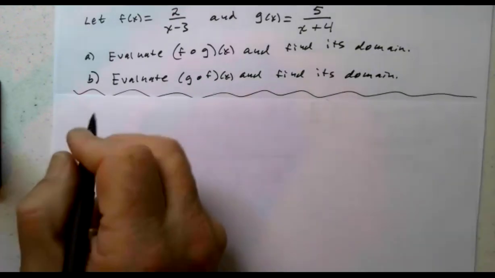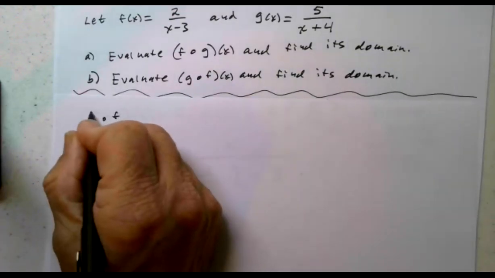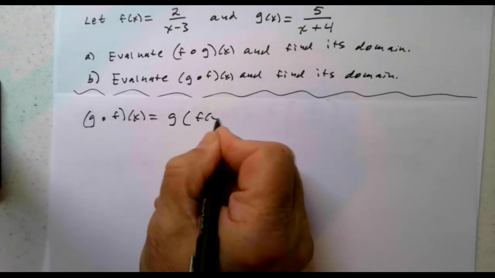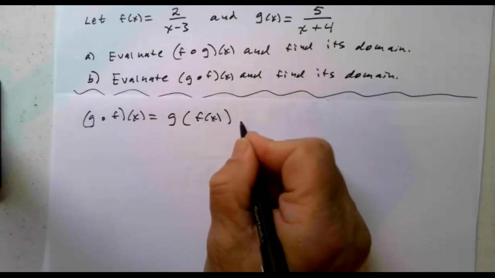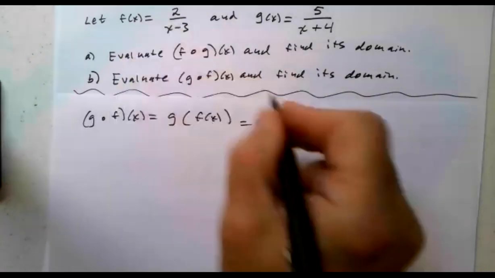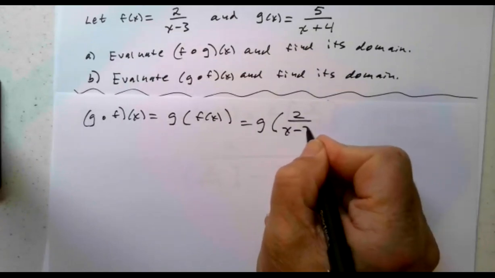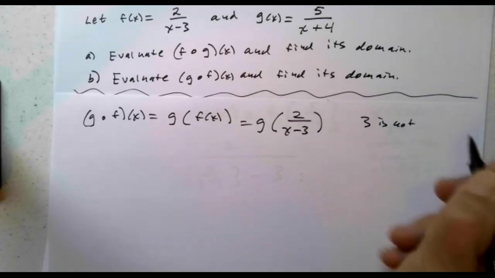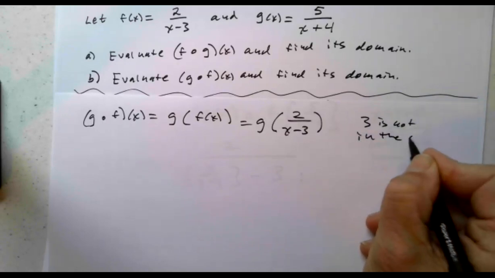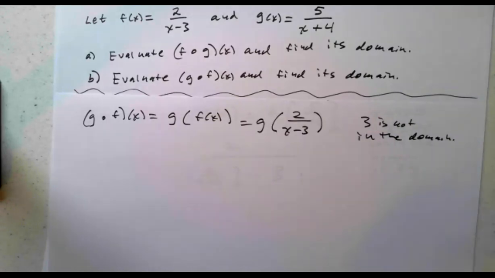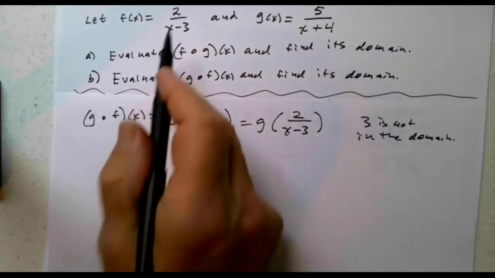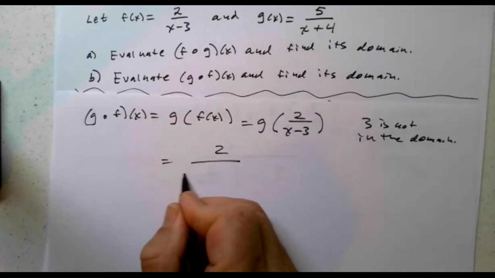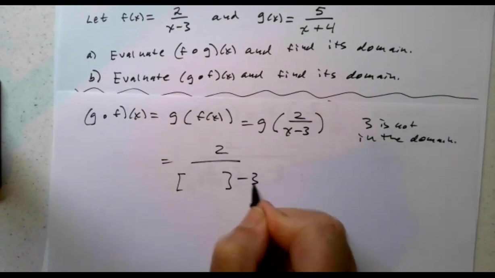So G circle F of X is G of F of X, which is G of F, which is 2 over X minus 3. And you see right away, 3 cannot be in the domain. You make that note. Now, what does G do? G is 2 over X minus 3. So G of something is 2 over something minus 3.